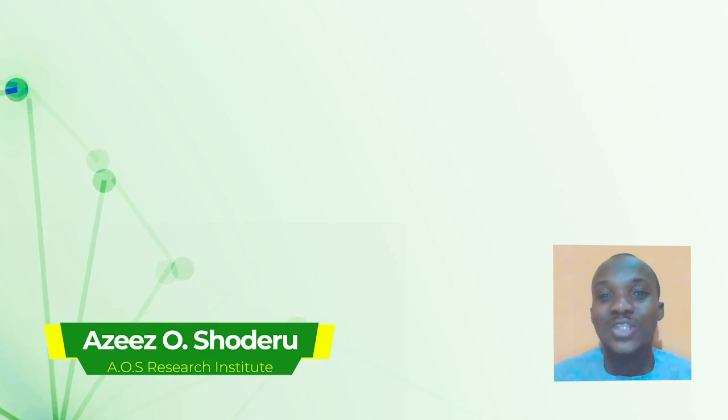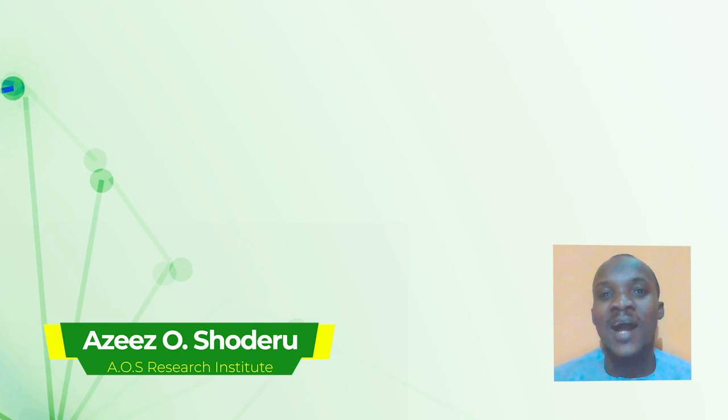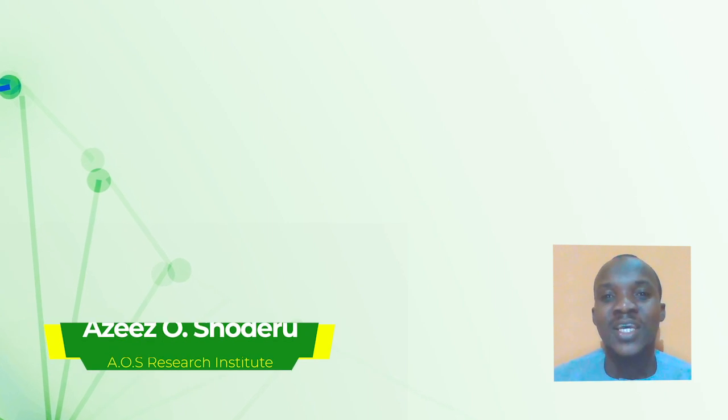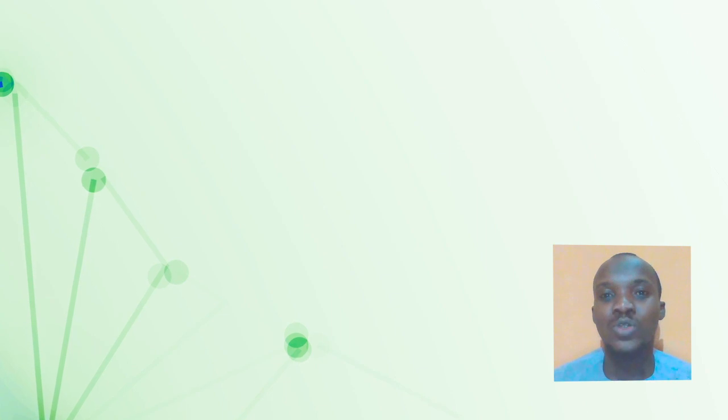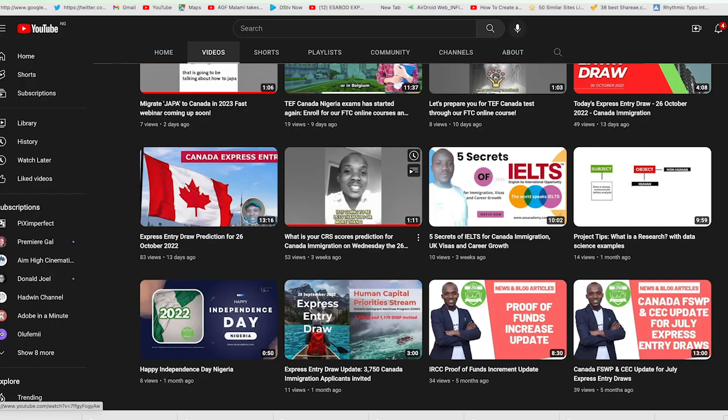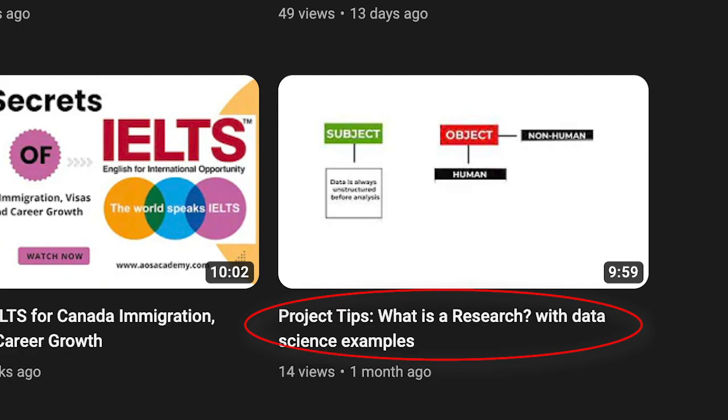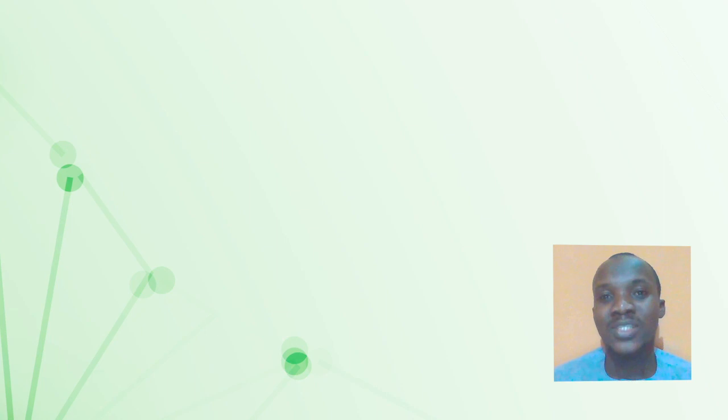We are going to be continuing today with our research series. If you have watched our first video, which was centered on the definition of research, we related research to data science, the field of data science. So today we will be continuing with the field of data science, but talking about the characteristics of a good research in this series.